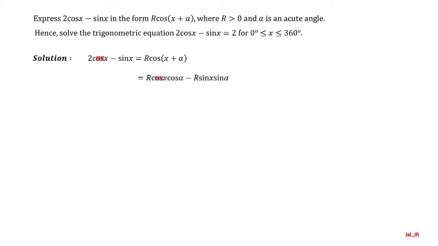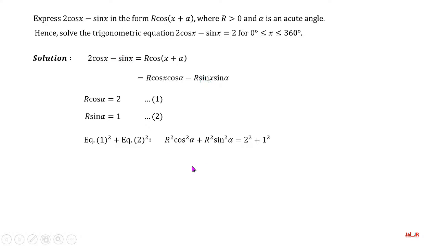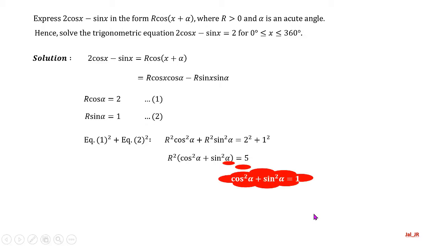Second step. Compare the coefficient of cosine of x to get equation 1. Compare the coefficient of sine of x to get equation 2. Third step. Solve for r. Square both sides of equations and add them together. Factor out r squared. We can use trigonometric identity to simplify the expression inside the brackets.